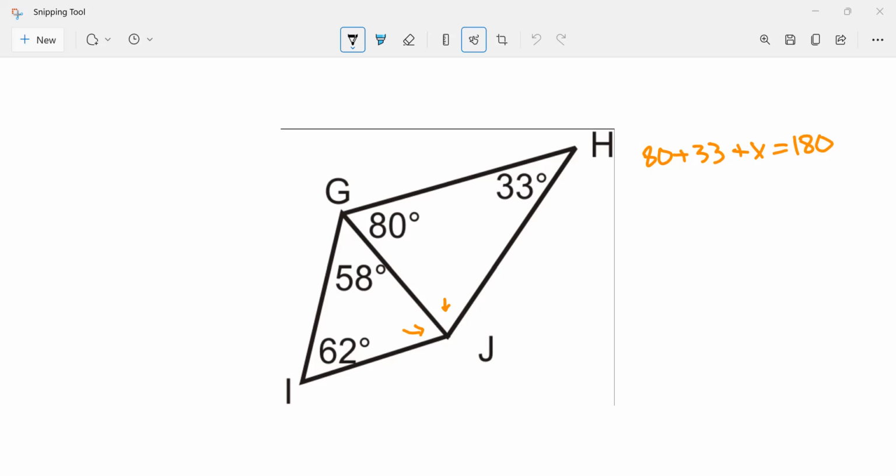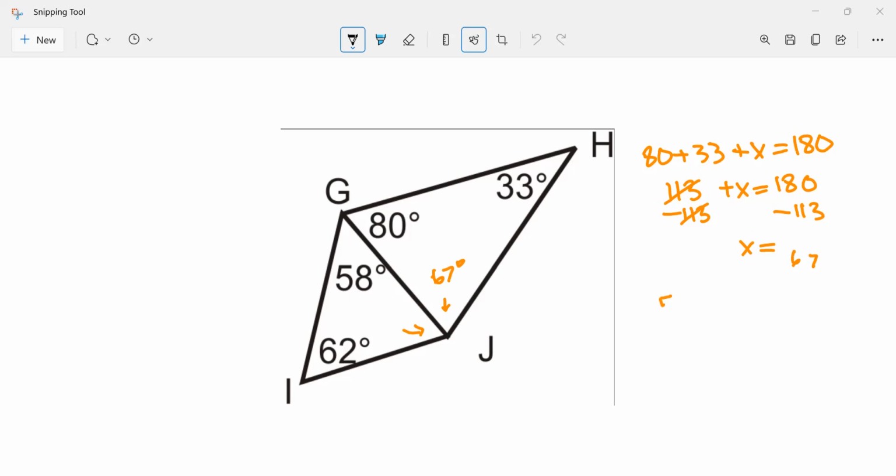80 plus 33 is 113 plus x equals 180. We subtract it from both sides to get rid of it. And we get x equals 180 minus 113, which is 67. So we know that this is 67 degrees. And then we're going to do the same for the other side.